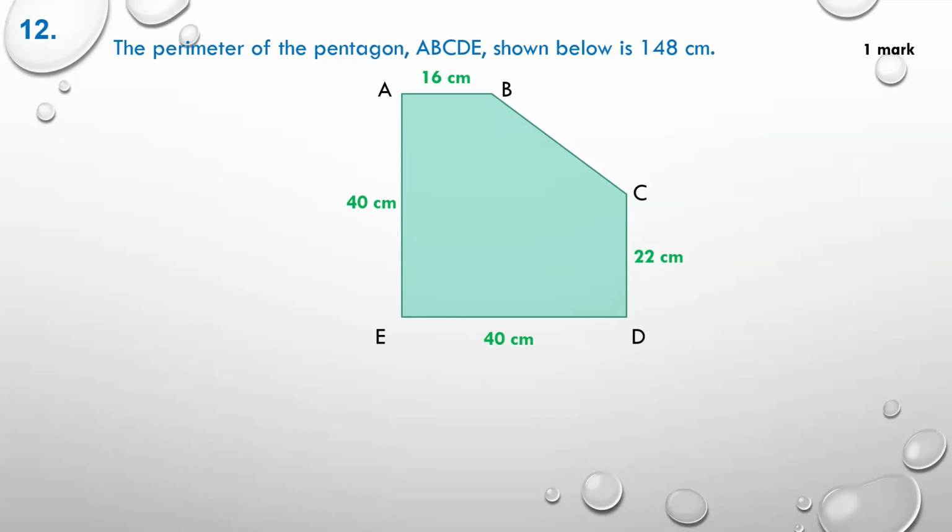And if we get that total distance, it is 148 centimeters. Did they give us all 5 sides? Let's see what's in green. 16, 40, 40, and 22. So they give us 4 of the sides. So what do you think the question is? What is the length of BC? Meaning we are missing that length in order to get our whole perimeter as 148 centimeters. So BC is missing. But if we added BC and this 22 centimeters and this 40 centimeters and this 40 centimeters and that's 16 centimeters, that whole distance would be 148 centimeters.